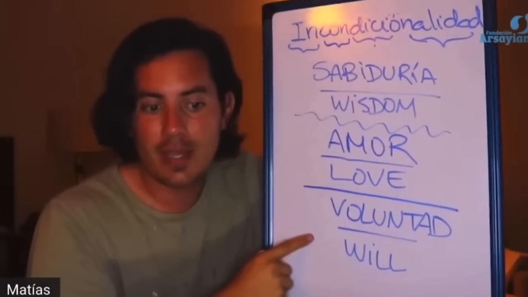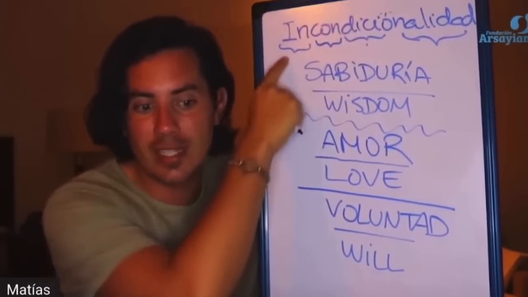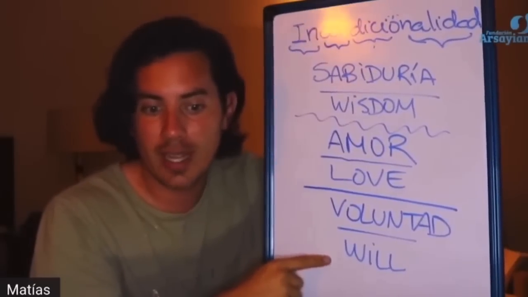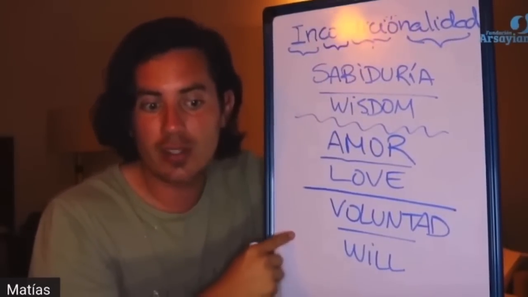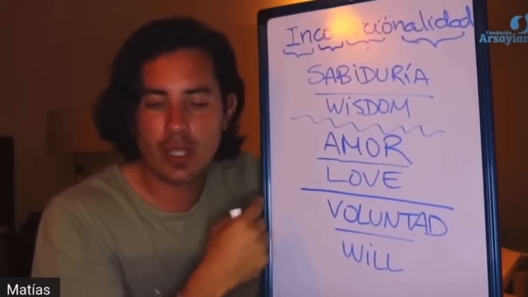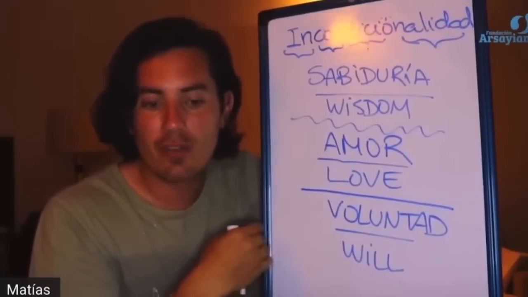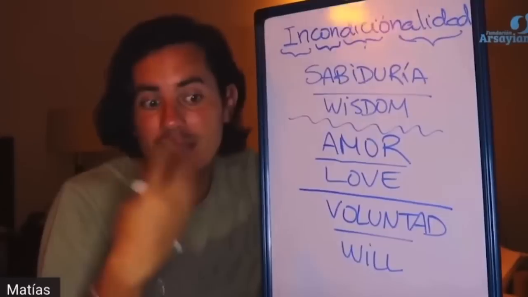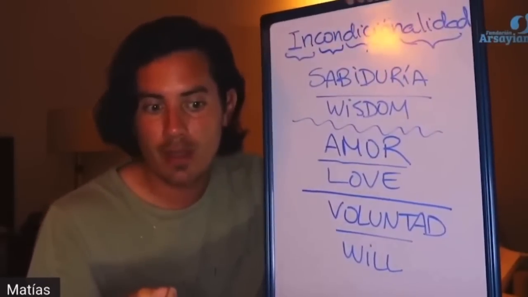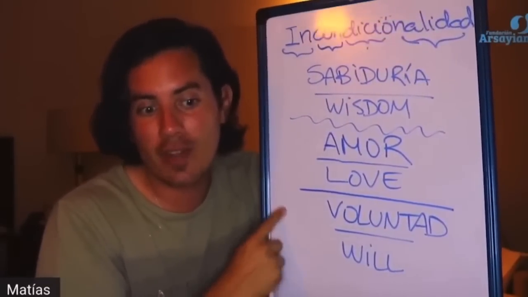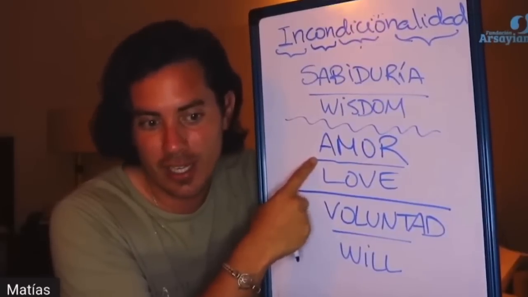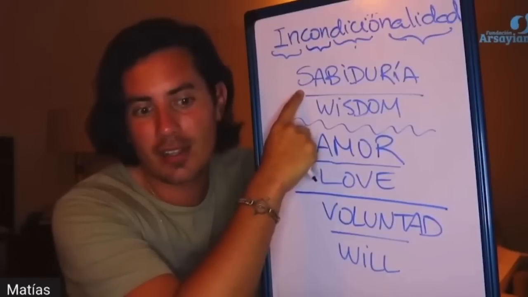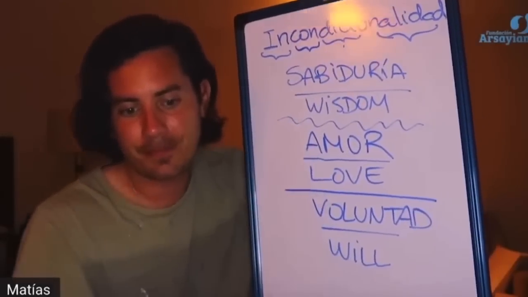So how can I have unconditionality in will? It is what we spoke the other day, free will, to set ourselves free from traditions, from the cultures, from the religions, from the beliefs of the clan, of the family that we inherit as something that we think is normal. But in order to do that, first we have to love unconditionally, and we have to be unconditionally wise. Okay.